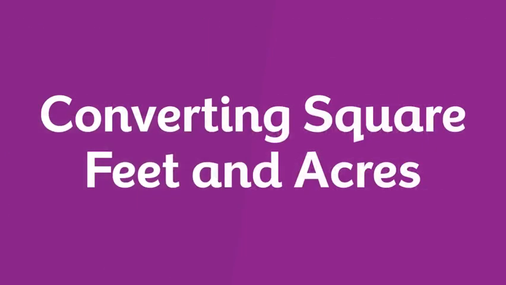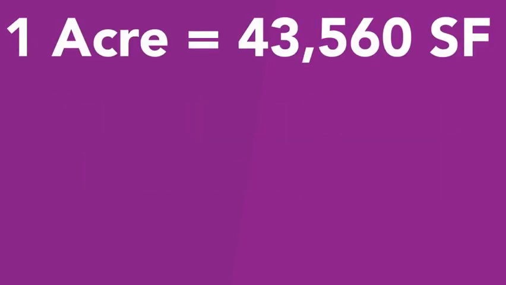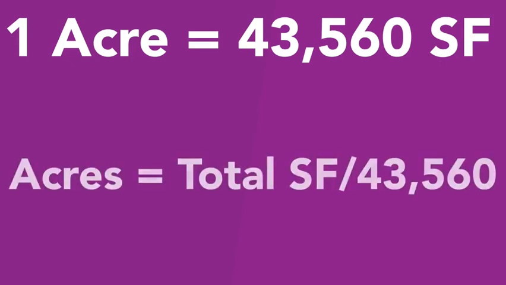You will have to know how to convert square feet to acres. 1 acre equals 43,560 square feet. This is a very important number to remember. It is used in many real estate math calculations. The formula to convert is acres equals total square feet divided by 43,560.